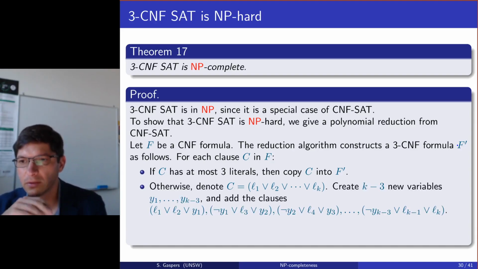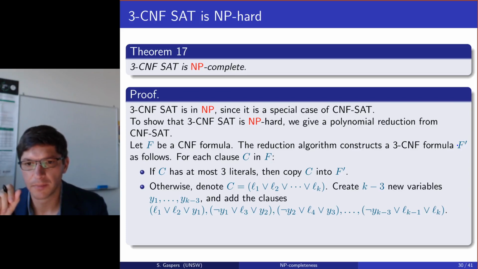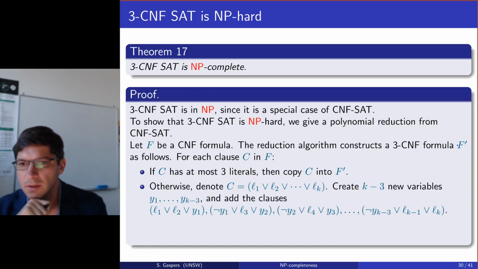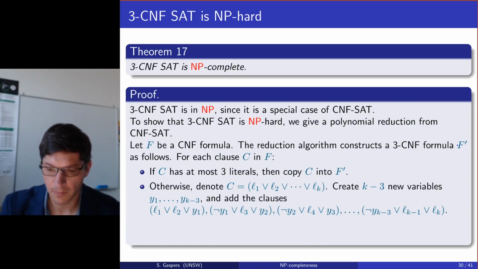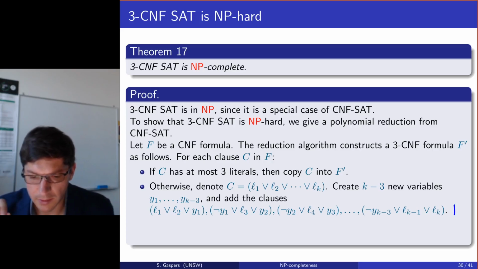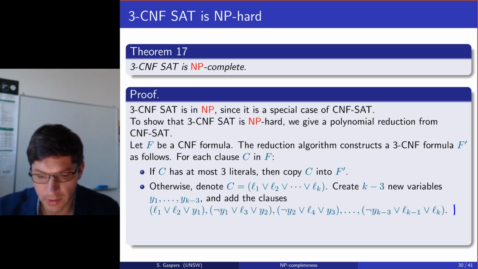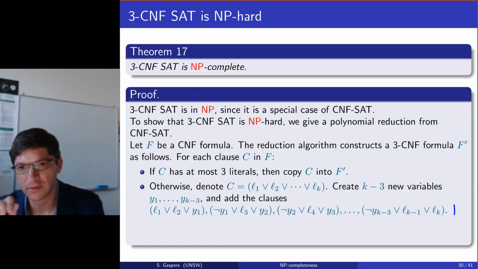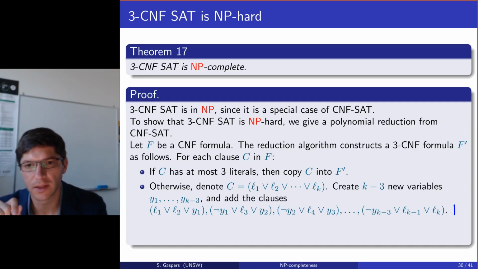Now we can do the following. We'll replace this clause by a bunch of new clauses. And for this, we create k minus 3 new variables that we use to link the new clauses. So how do we link the clauses? These are the clauses that we are creating here at the bottom. The first clause contains L1, L2, and also y1. So y1 is one of these new variables that we added to link the clauses together.